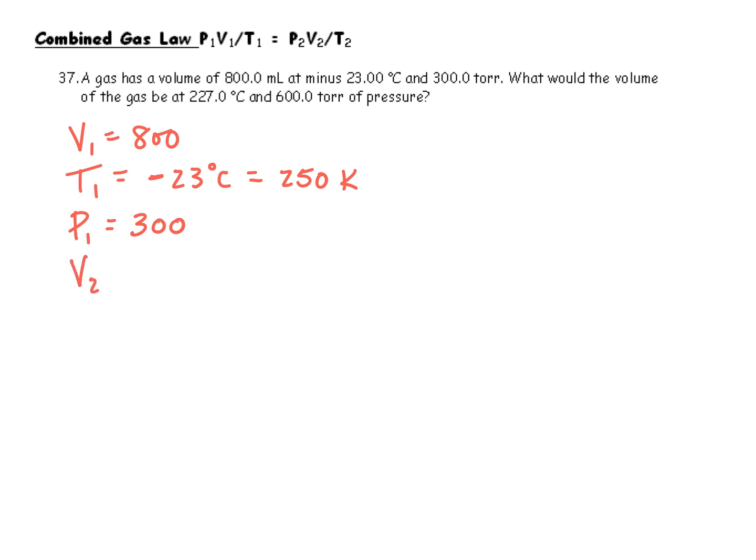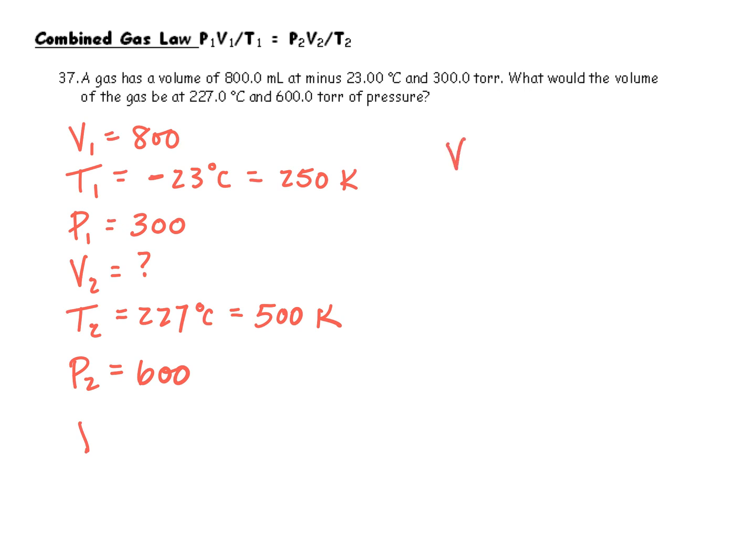So we're going to say V2 question mark at T2 of 227 degrees Celsius, got to be in Kelvin. So plus 273 gives us 500 Kelvin. And 600 torr, so P2 is 600 torr. All right, we are set. We need to solve for volume V2.